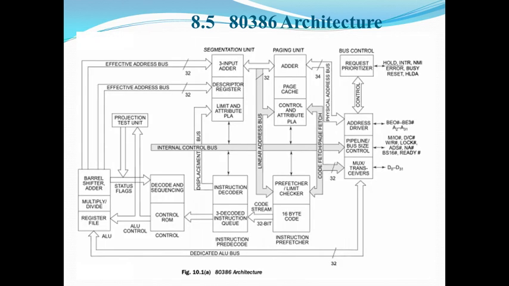This is the complete architecture of the 80386. Initially it seems difficult, but there is not much difference between the 80286 architecture and the 80386 architecture. Here we cannot see the boundaries separating the units, but there are only a few differences in the case of the 80386.